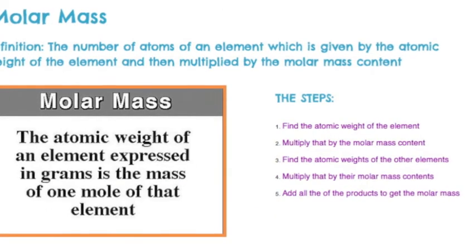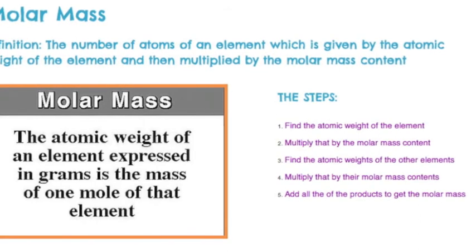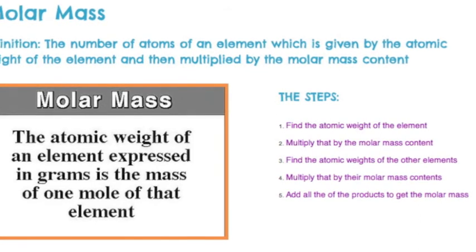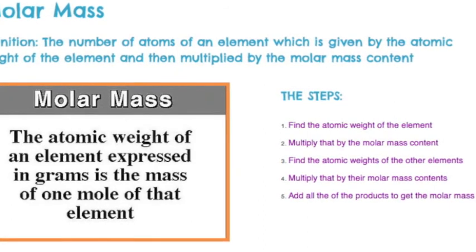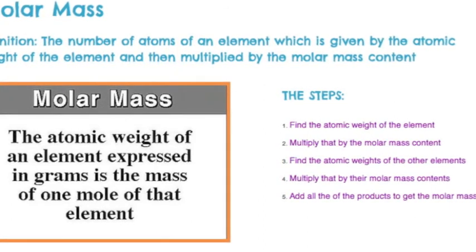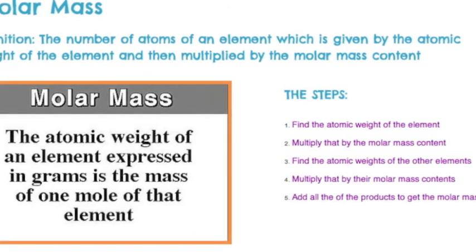So molar mass is the number of atoms of an element, which is given by the atomic weight of the element and then multiplied by the molar mass constant. So here we have given you 5 simple steps on how to find molar mass. Molar mass is the atomic weight of an element expressed in grams, the mass of 1 mole of that element.